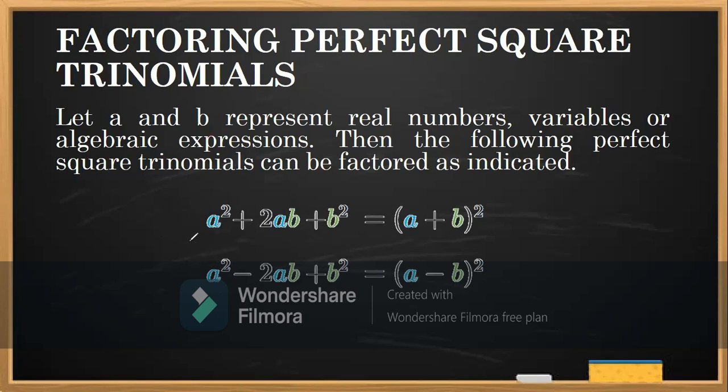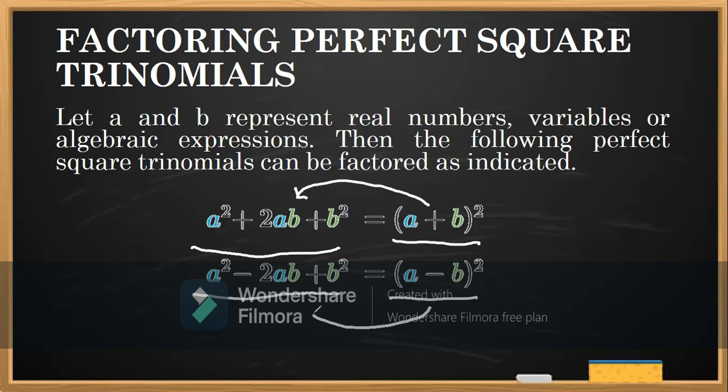So a squared plus 2ab plus b squared is equal to (a plus b) squared. This is just the opposite, or the reverse process, of the square of binomials. Likewise, a squared minus 2ab plus b squared is equal to (a minus b) squared. If we expand these using special products, we'll arrive at these results.